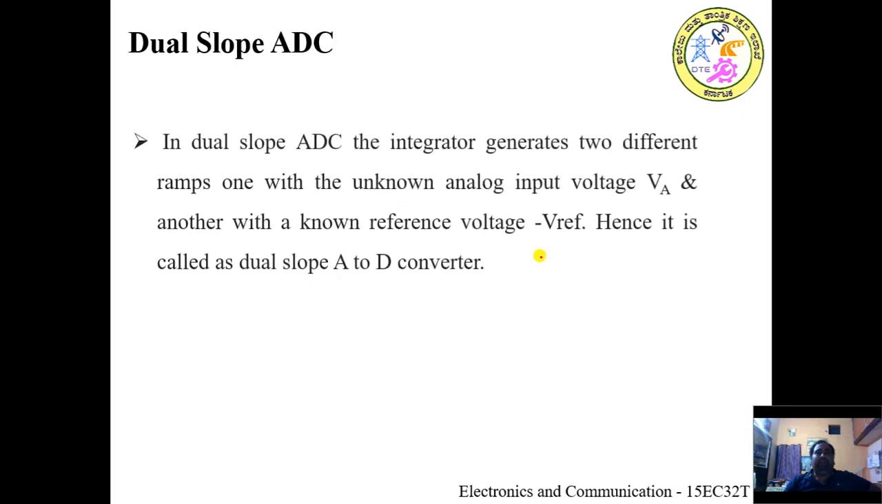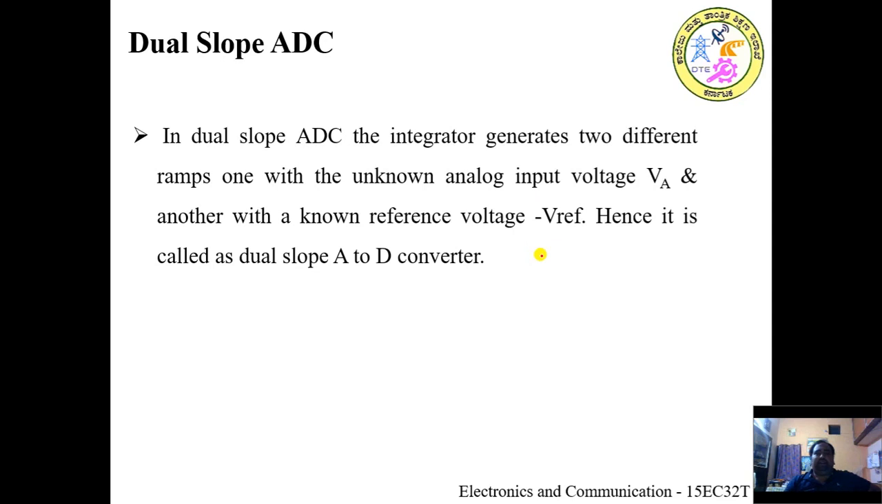In dual slope ADC, the integrator generates two different ramps, one with the unknown analog input voltage VA and another with the known reference voltage minus V reference. Hence, it is called a dual slope analog to digital converter.